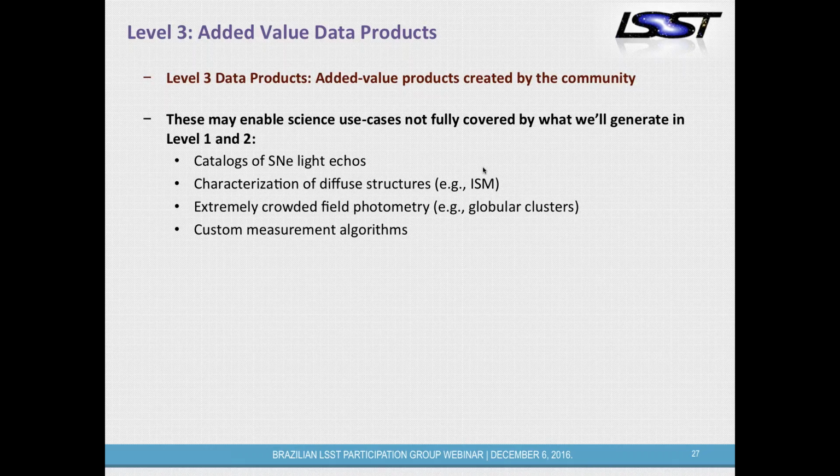All of our data products are very much geared towards detecting and characterizing localized objects. So objects that are either stars or galaxies. If there's something diffuse, we will not see it. It will not be in our catalogs. It will be in the images. So light echoes are one example. Characterization of diffuse structure is another. Then extremely crowded field photometry.